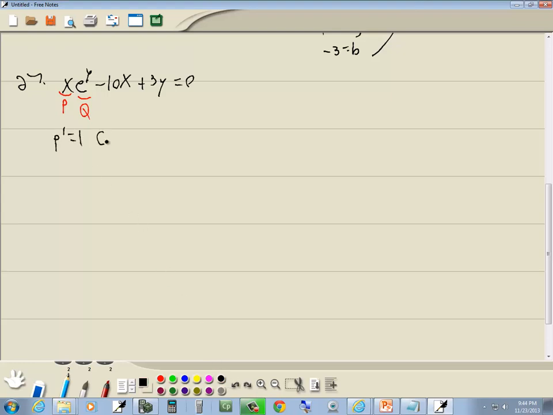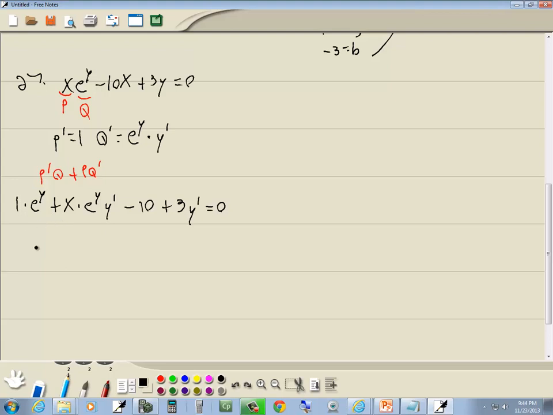The derivative of x is 1. We need q prime. The derivative of e to the y is e to the y, but since we're taking the derivative with respect to x, it's a y, we have to add on a y prime. So we're going to have p prime q plus p q prime. P prime is 1 times q, which is e to the y, plus p, which is x, times q prime, which is e to the y, y prime, minus the derivative of 10x, which is 10, plus the derivative of 3y is 3, but then we have to add on a y prime, since we're taking the derivative with respect to x, and it's really y.